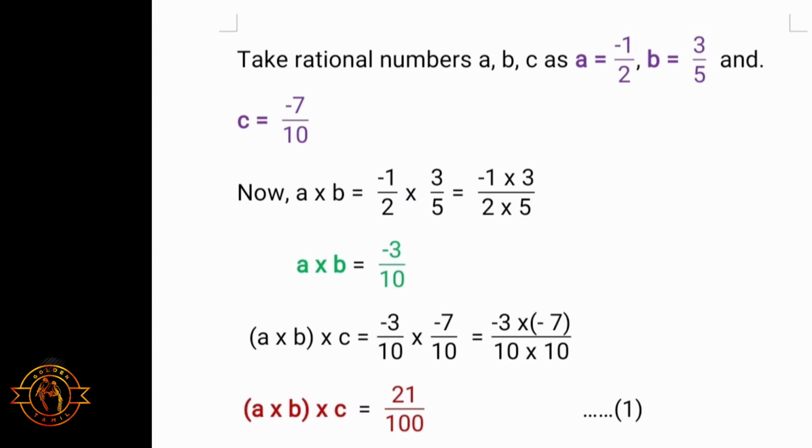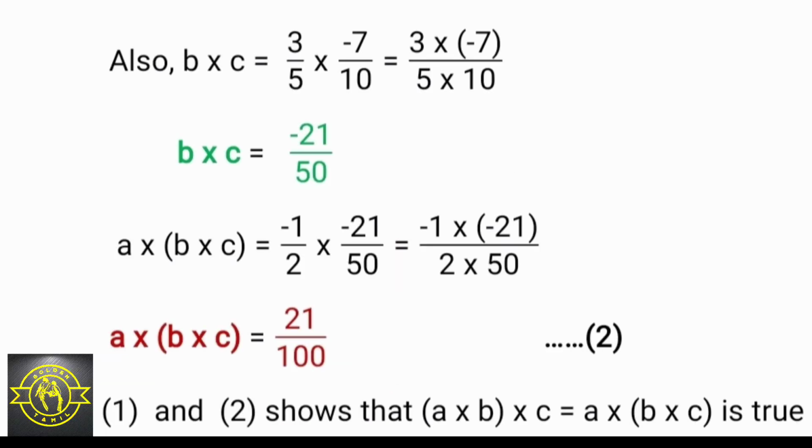Let us take it as first equation. And now we are going to find b into c. What is b here? 3 by 5. And what is c here? Minus 7 by 10. Multiplying these two rational numbers, we get minus 21 divided by 50. And now we are going to multiply a with b into c. What is a here? Minus 1 by 2. And b into c is minus 21 by 50. And at the final, we get 21 divided by 100. So a into (b into c) is equal to 21 by 100. Let us take this as second equation.